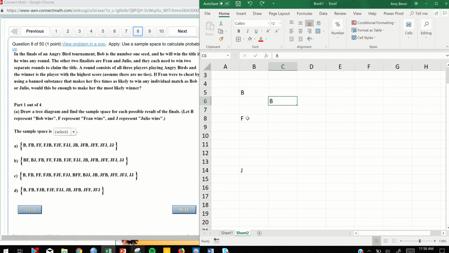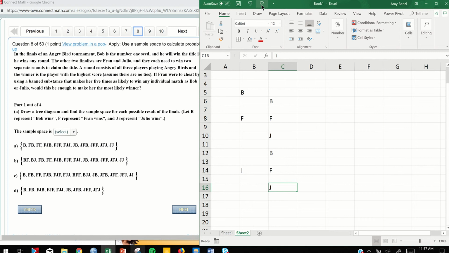If Fran wins the next round, then in our next column, Bob, Fran, or Julio can win. You see that? If Bob wins, there are no more columns. If Fran wins, we have a next column that Bob, Fran, or Julio can win. If Julio wins, then Bob, Fran, or Julio can win the next round. Now, do we have a 3rd round?